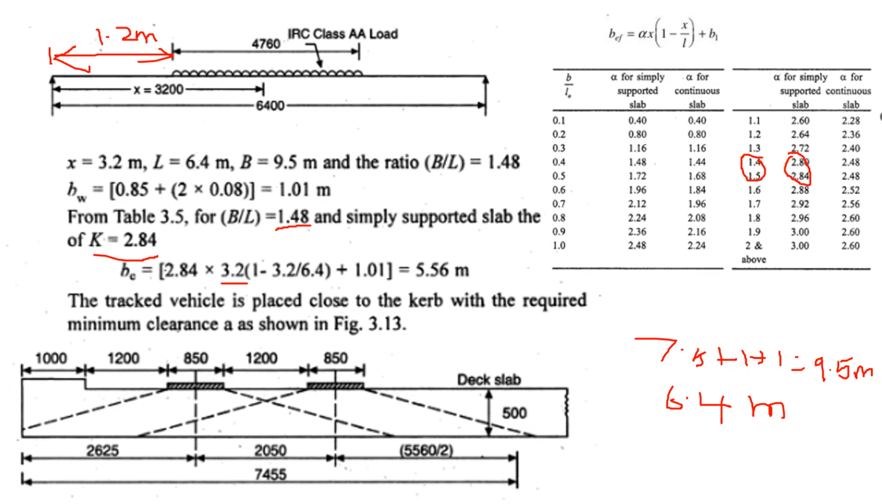1 minus 3.2 divided by the effective length is 6.4 meter, plus the effective width of dispersion, which is given by the width of the contact surface, the width of the tire, plus 2 times the thickness of the wearing coat. So it is 1.01 meter, which is already given, which is already described in the code book.